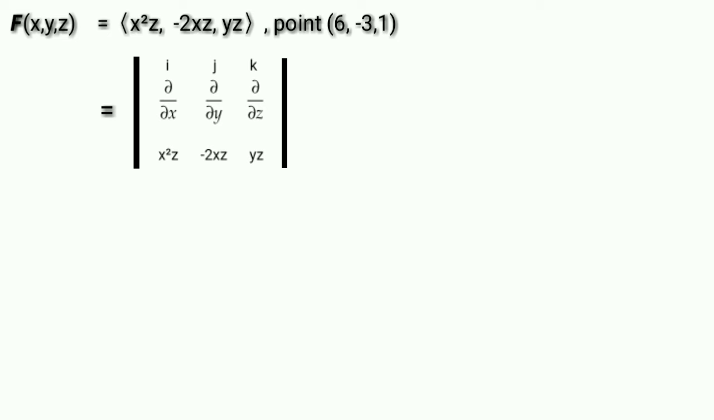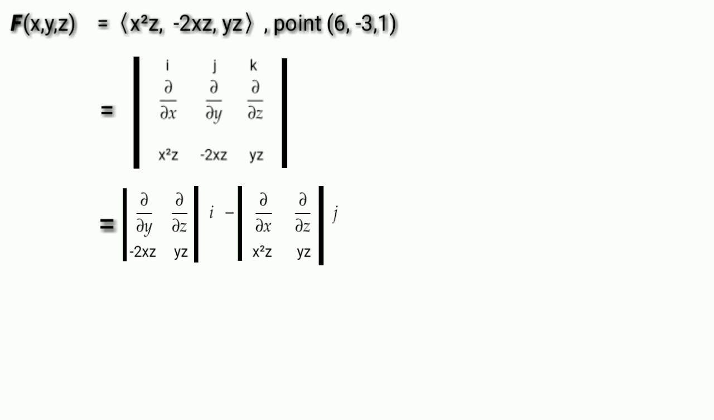So for this first 2 by 2 determinant, we eliminate row 1 and column 1. So we'll have our partial derivative operators here and then negative 2xz and yz. Here, we'll eliminate row 1 and column 2. So we'll have a partial derivative operator with respect to x and z. And we'll have x squared z and yz. And for here, we'll eliminate row 1 and column 3.